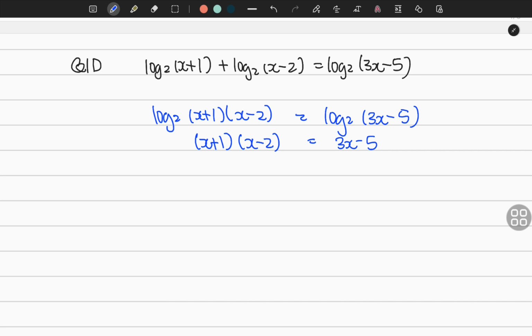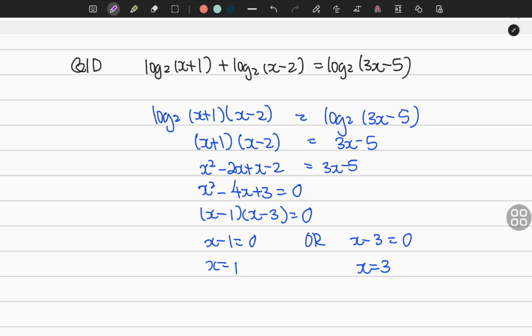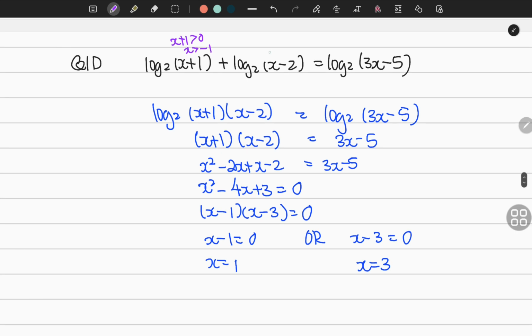So expand, simplify from your quadratic equation. Use either factorization or the quadratic formula to find your values of x, and then check if your values of x match the range. So x plus 1 has to be more than 0, x has to be more than negative 1. x minus 2 more than 0, meaning that x has to be more than positive 2. 3x minus 5 more than 0, x has to be more than 5 over 3. Essentially, x has to be more than 2. So therefore we reject this because x is more than 2.